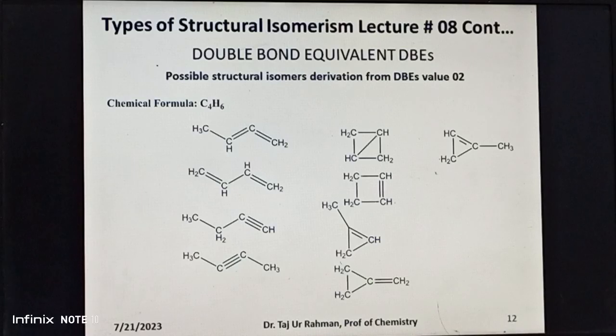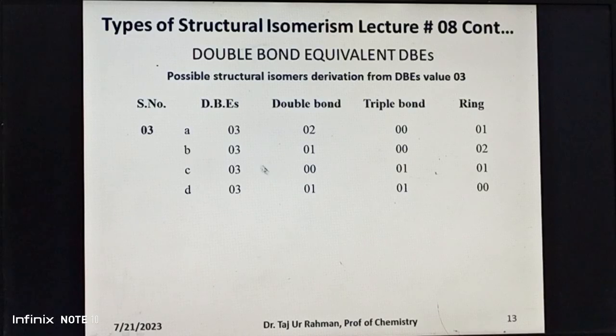Now again we can explain how to draw possible structural isomers from any given molecular formula of an organic compound with DBE value of 3. This table shows DBE value of 3, and these are the number of possible double bonds, triple bonds and rings in any given molecular formula of an organic compound.